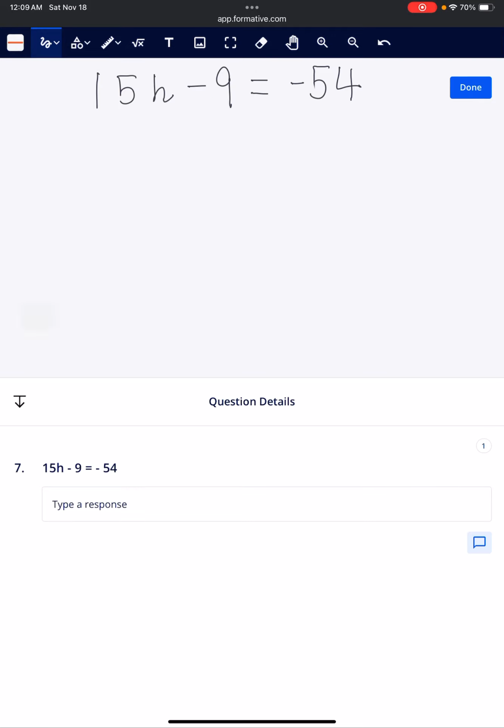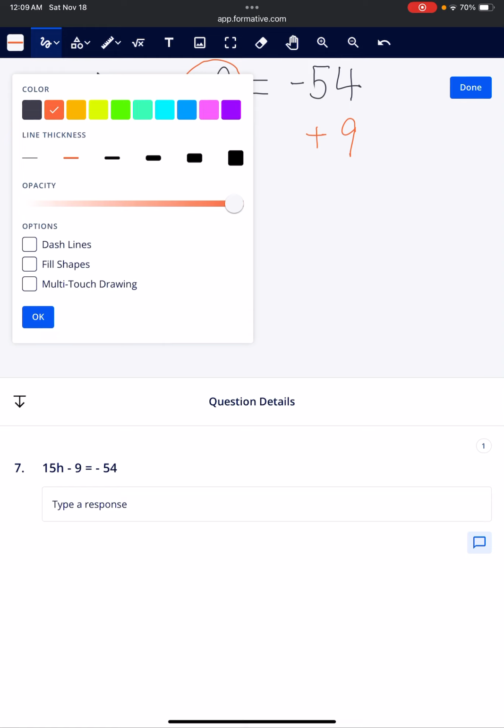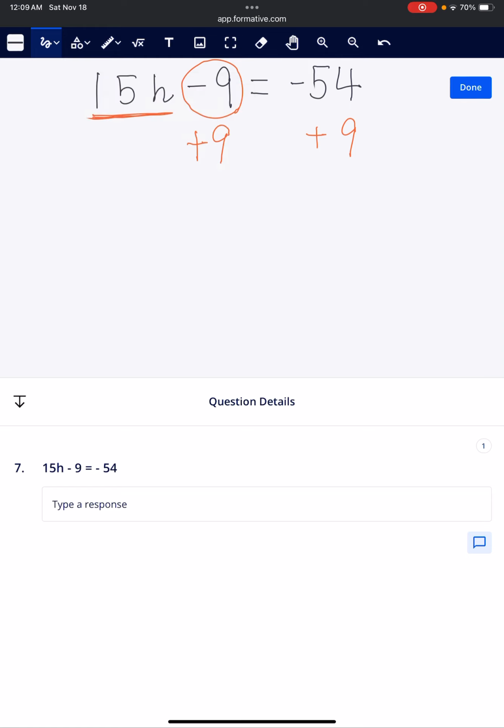So you need to isolate your variable, 15h. So you need to get rid of negative 9. Since it's negative, you need to do positive 9 on both sides. Then you will be left with just the variable and coefficient. So 15 times h.